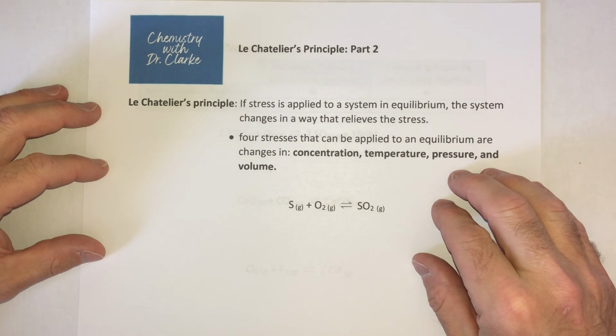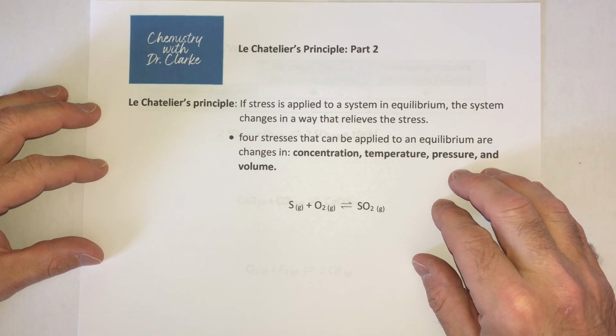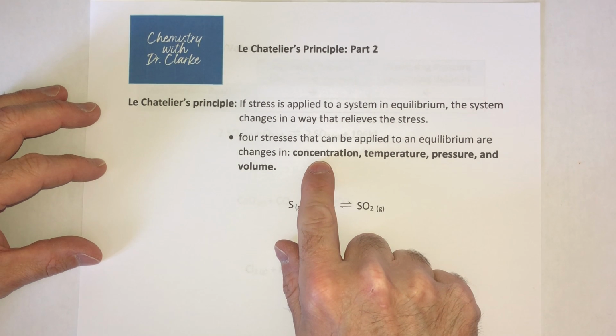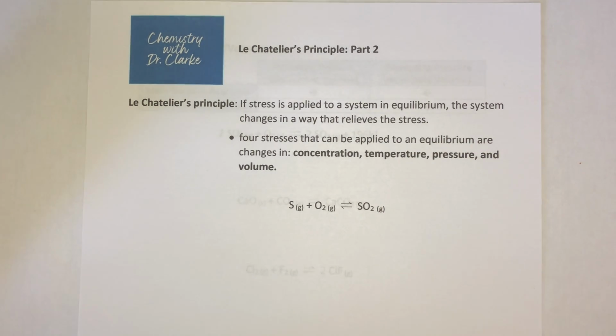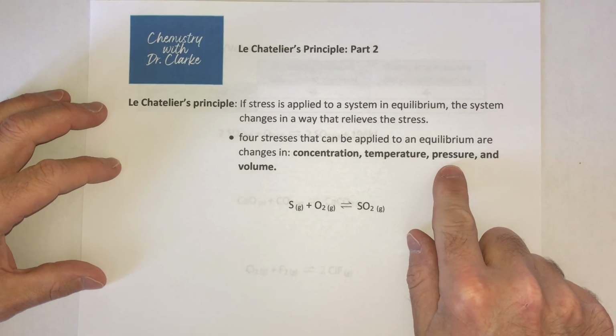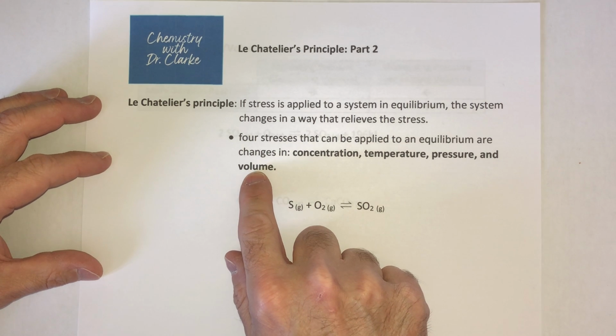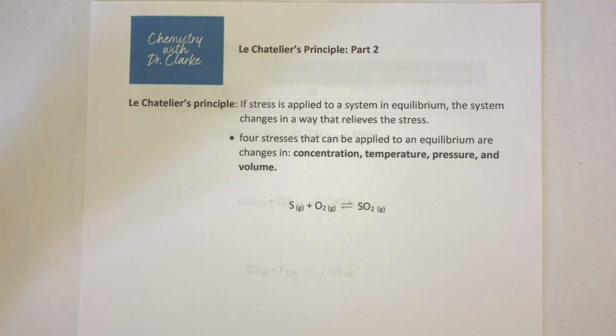In part 1 of the video, I talked about what LeChatelier's principle was, a bit of the background. And I talked about 2 out of the 4 stresses. I talked about what happens if you change concentration, and I also talked about what happens if you change the temperature. In this video, I would like to talk about what happens if you adjust pressure and volume. Those 2 tend to go together, so we will talk about them together.